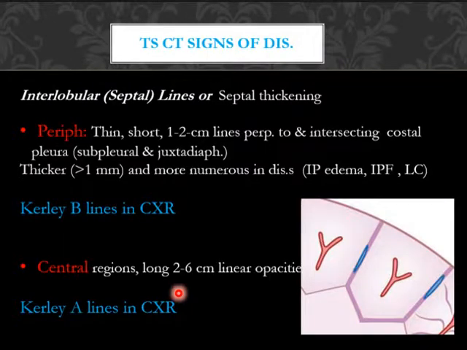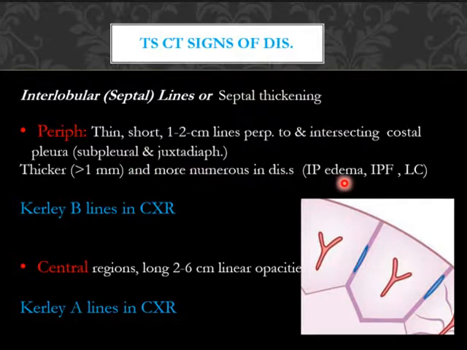There are some thin section CT signs of diffuse interstitial disease or diffuse lung disease. Most important is the interlobular septal line or septal thickening. They are either peripheral in the lung, where they are thin and short, about 1 to 2 cm, perpendicular to the lung surface and intersecting them. They are normally seen, but in disease states they are thicker than 1 mm and more numerous.